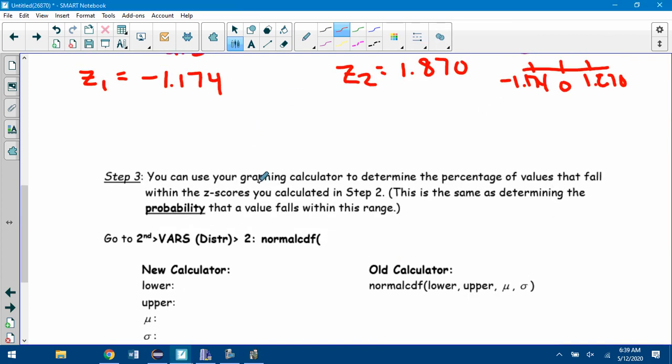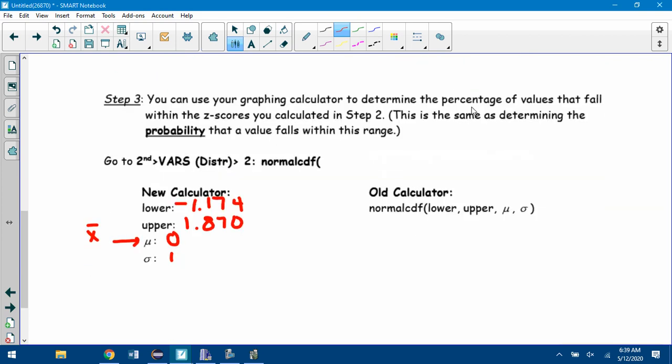Okay, so on the newer calculator, you always just put your lower value that you shaded, negative 1.174 in this case, your upper value, 1.870. Again, for now, the mean is always 0 and standard deviation is always 1, because that's what it is on the normal curve. And we got 0.84906, which is about equal to 0.849.